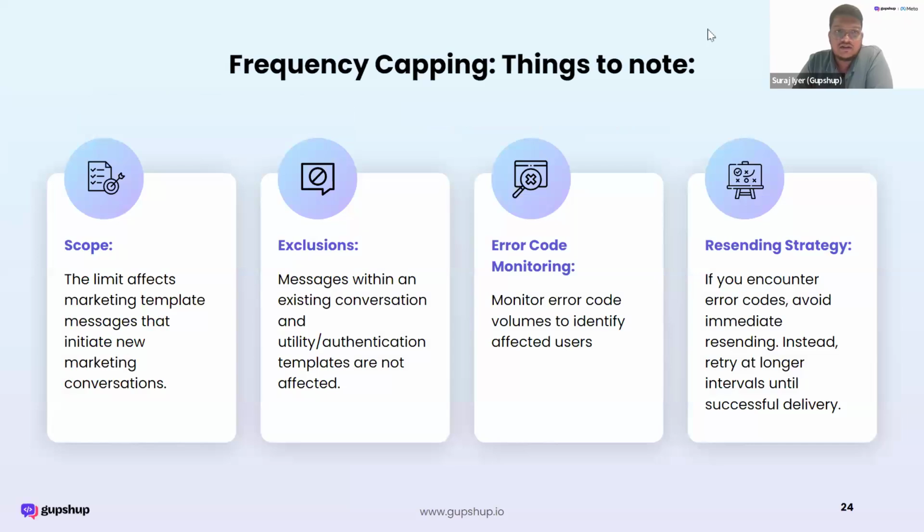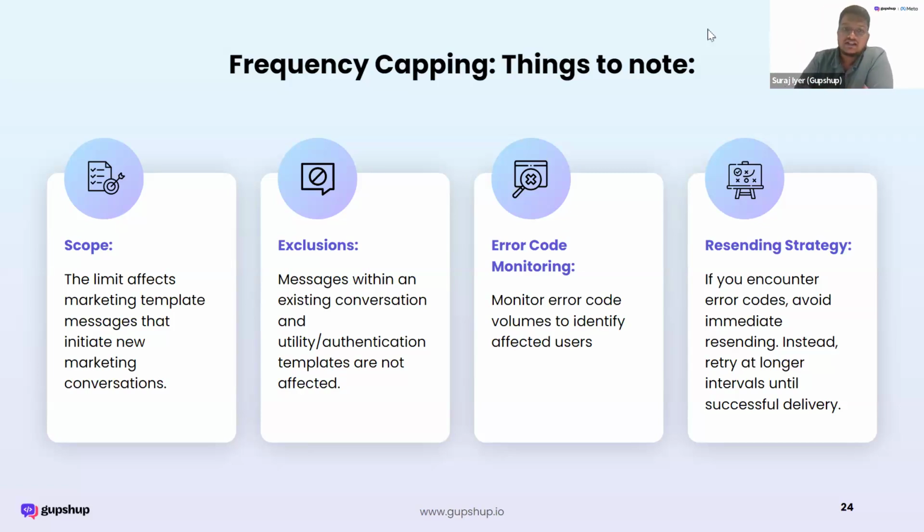Good. So these are a few things to note when frequency capping comes up, right? The frequency capping is only a limit for new marketing conversations. So say, for example, if I send a message to Suraj today at 7 o'clock in the morning and the marketing message was delivered, I still have 24 hours to go ahead and send marketing messages to Suraj. After 24 hours, my message may or may not be delivered. So it is only for the new marketing conversations that are opening.